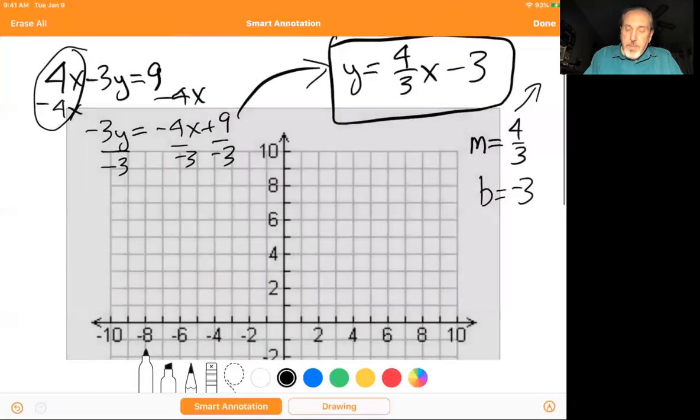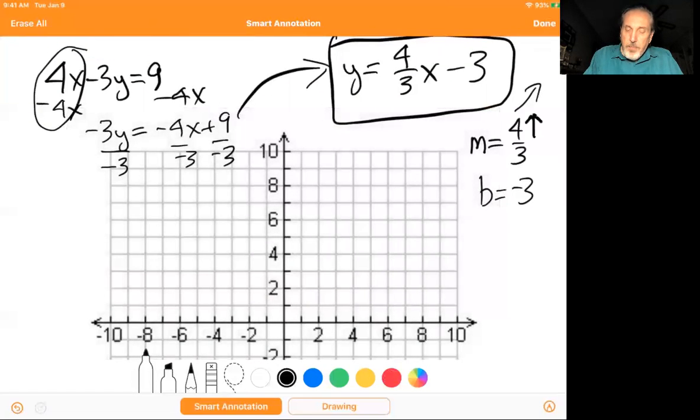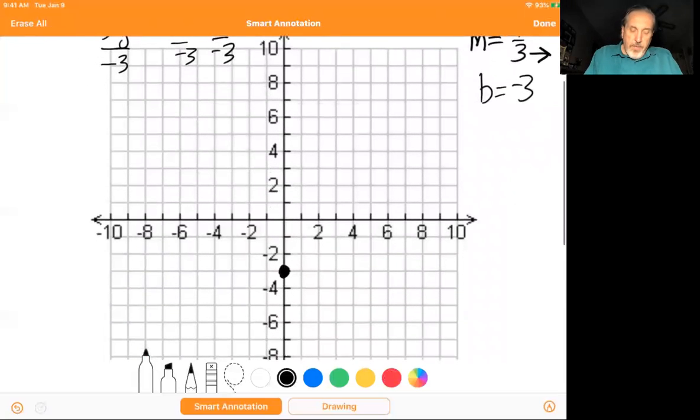Now remember, it's a positive 4 on top. That means you're going to go up, and then it's a positive 3 on the bottom, which means you're going to go to the right. So from the y-intercept of -3, you're going to go up. I'm going to change the color again so you can follow me moving up. Go up 1, 2, 3, 4, and then to the right 1, 2, 3. And there's a point on your line.